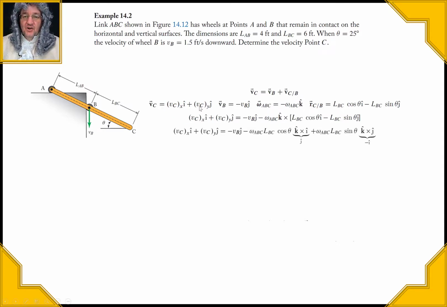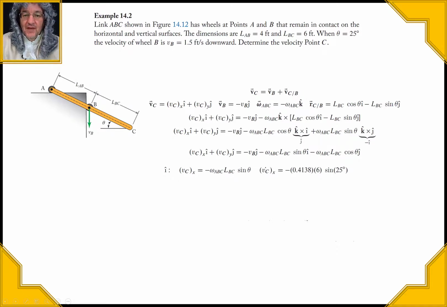And then we do the cross products, and then we group the things together, or rewrite it out, and then we look in the i direction, and we could just plug in the values, and we will find that we have a negative vC in the x direction. So that makes sense. It's kind of moving in that way right here because the thing is rotating down that way. So you would expect that c has to get closer to the wall.